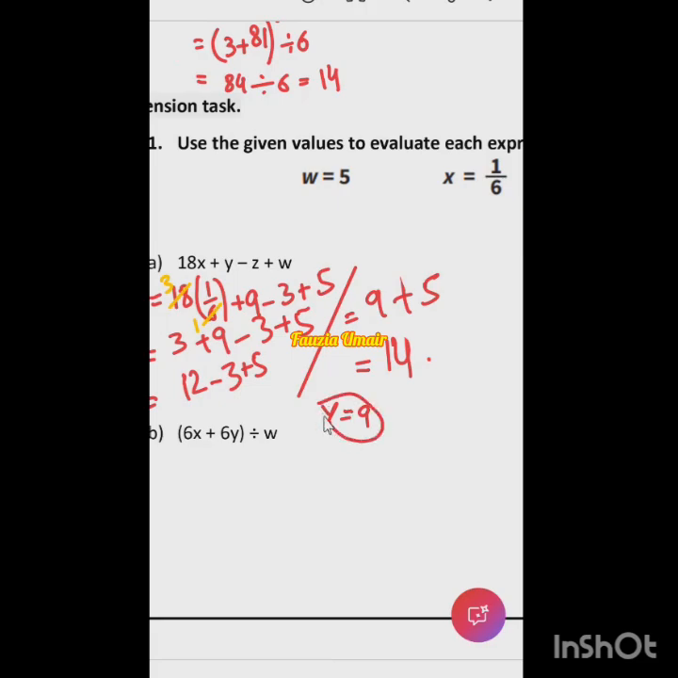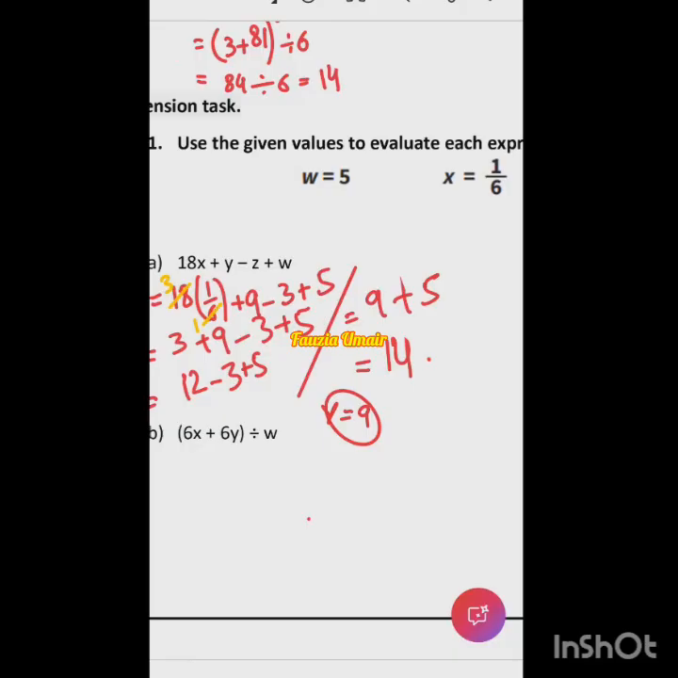Yes, ma'am. X is 1 by 6 plus 6 plus 9 divided by W. Okay. 6 into 9, 6 9 is 54. Ma'am, the answer is 11.